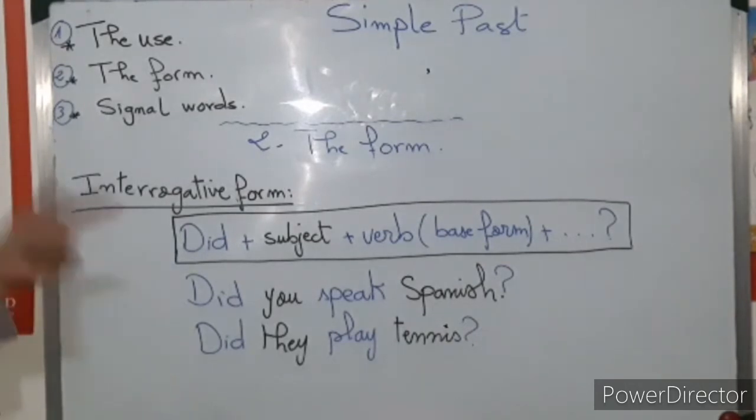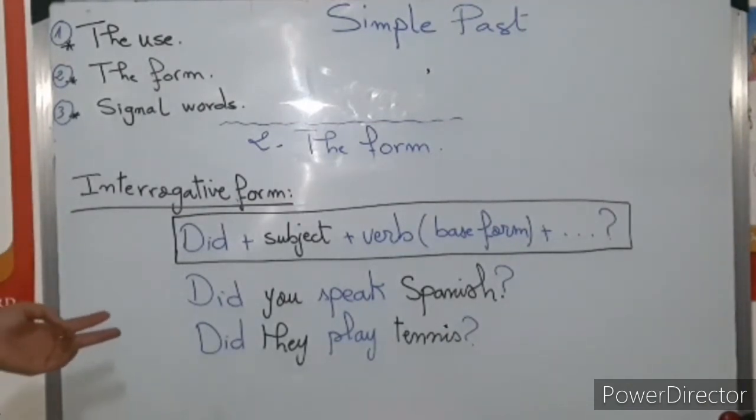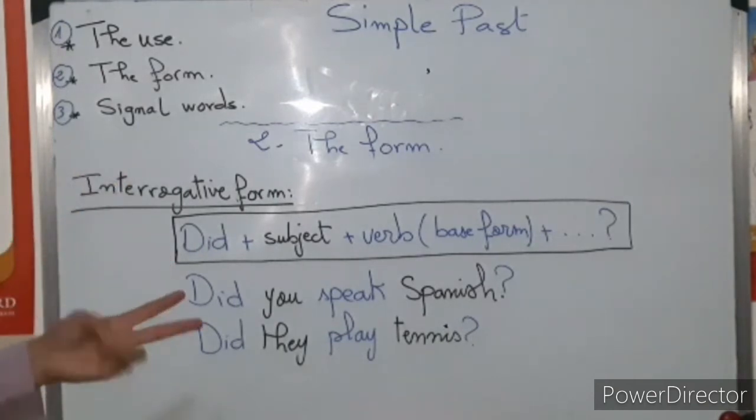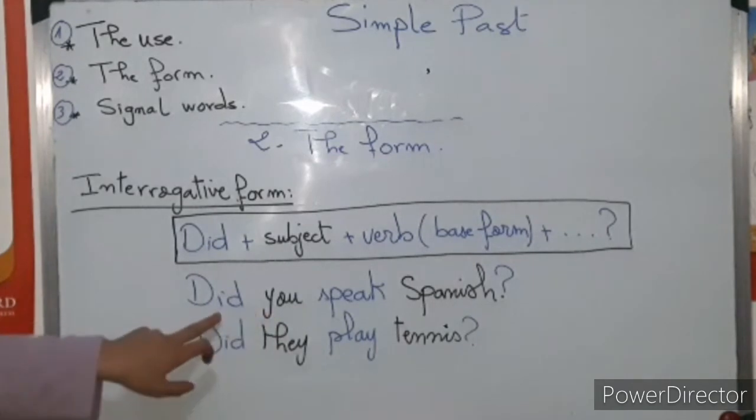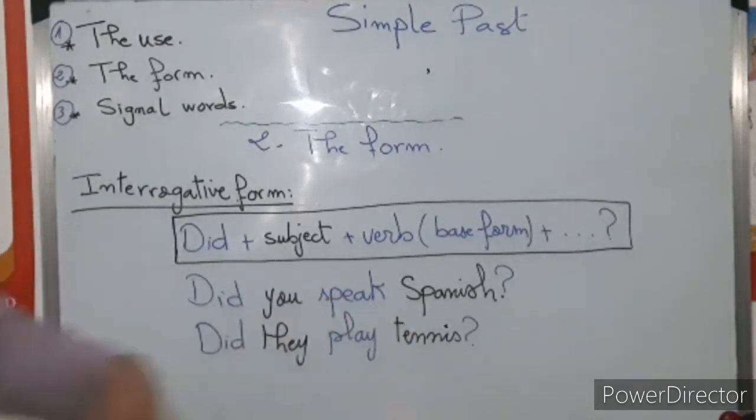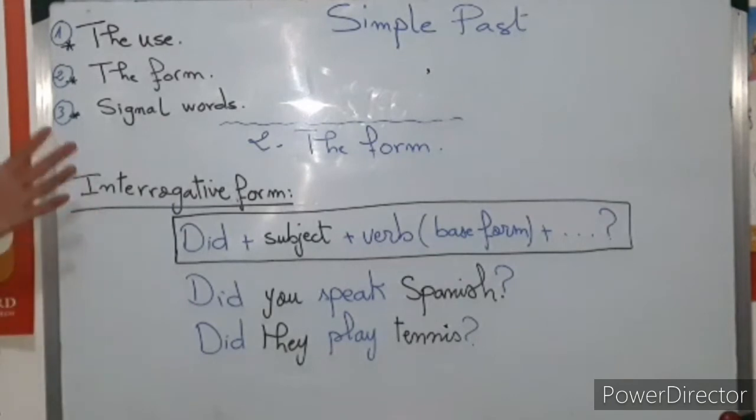For example, if you still remember the two sentences, I spoke Spanish. This is the affirmative sentence. Negative, I didn't speak Spanish. And for the question, did you? So start with auxiliary plus subject. Did you speak Spanish? The second example was they played tennis. Negative form, they didn't play tennis. And for the question, did they play tennis? So this is the interrogative form.